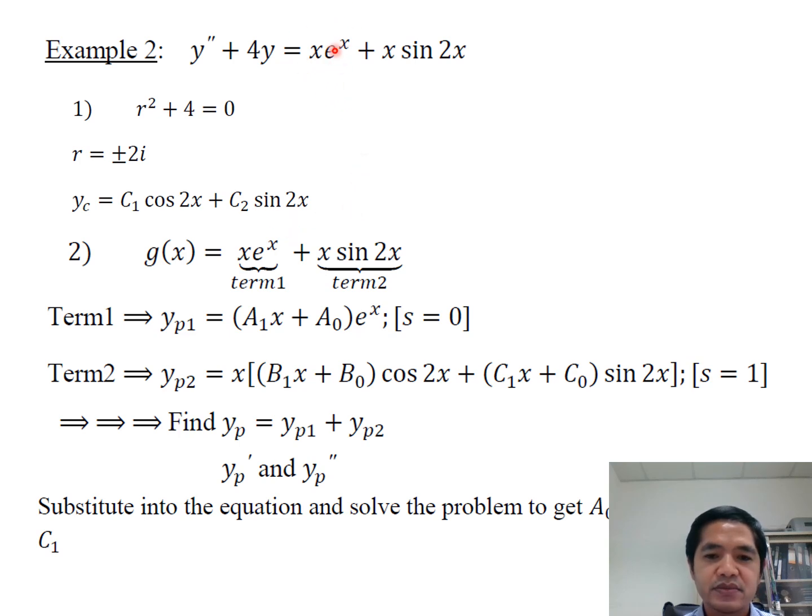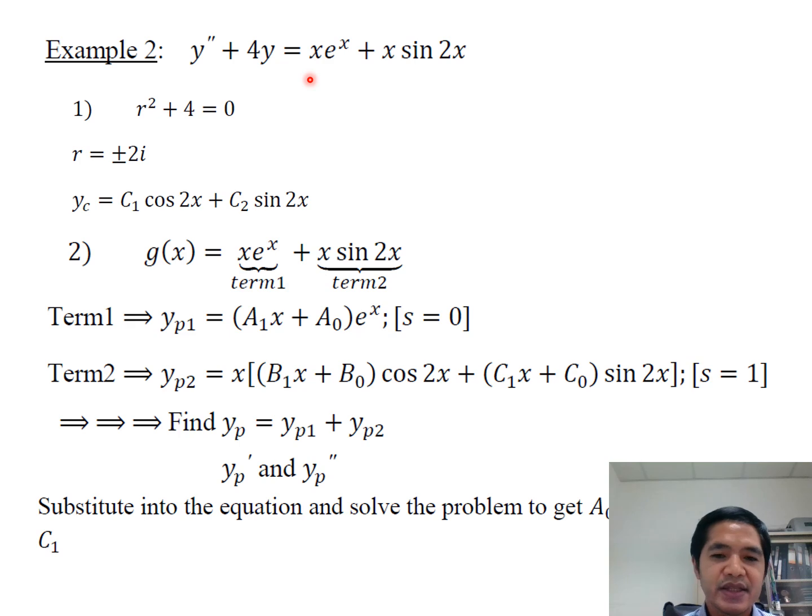Now think about the right hand side, the g(x) term. You can do it one term at a time, or you can do both. But when you do these two terms together, it's going to get more complicated and long. You can make little mistakes like the plus sign or the minus sign. So what I suggest is you should do it one term at a time. So the g(x) term has two terms here, x e to the x, one term, and x sine 2x, another term.